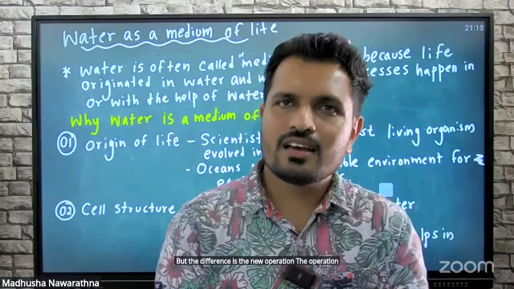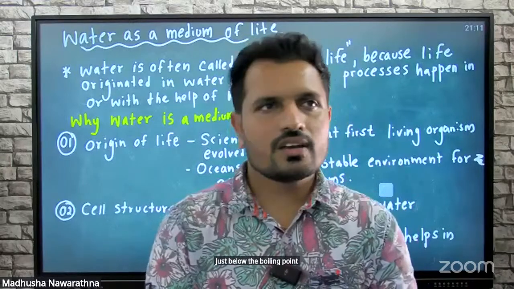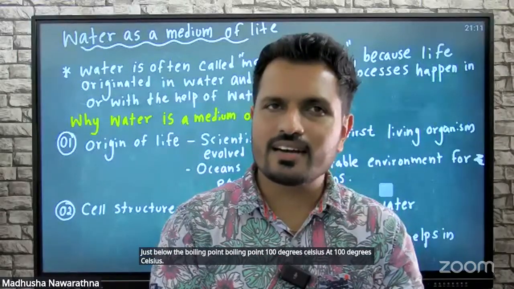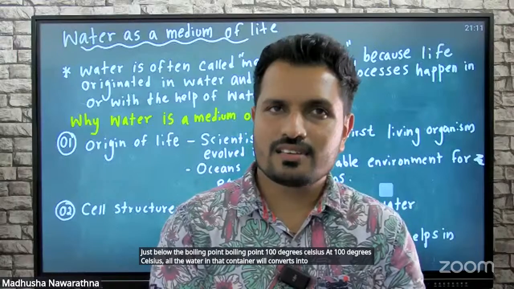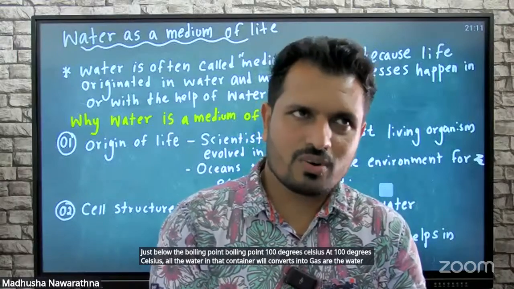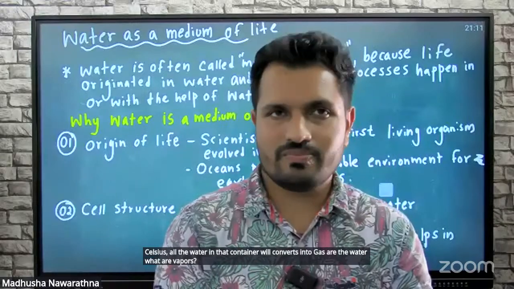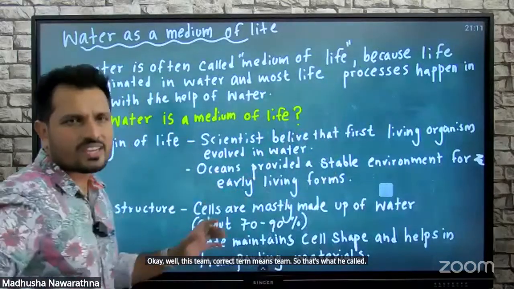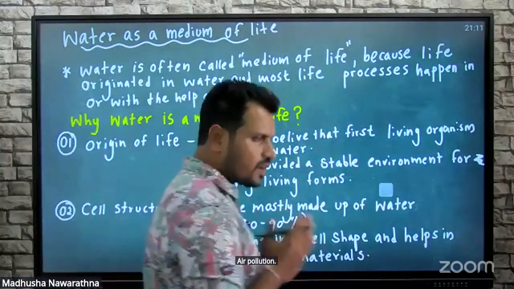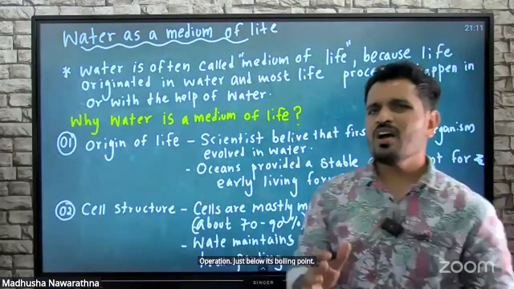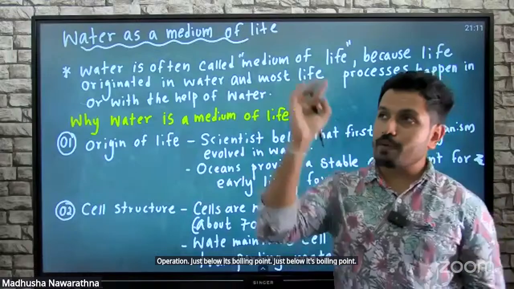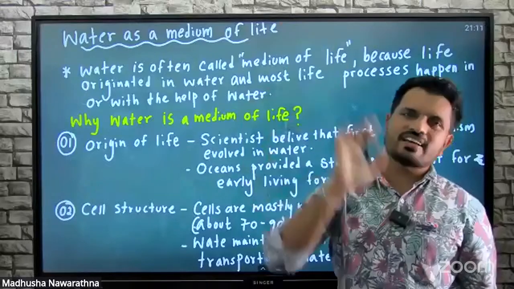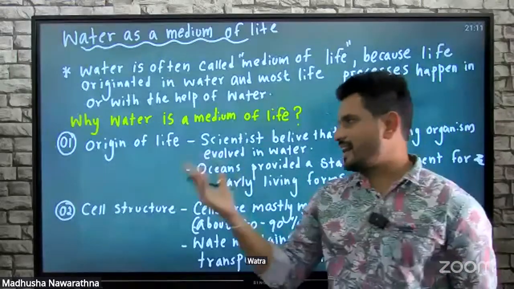evaporation happens just below the boiling point. Water's boiling point is 100 degrees Celsius. At 100 degrees Celsius, all the water in that container will convert into gas, or water vapor. The correct term is steam. So that's what we call evaporation: just below its boiling point. For any liquid, evaporation below its boiling point means the water goes into the gas phase. We call it evaporation.